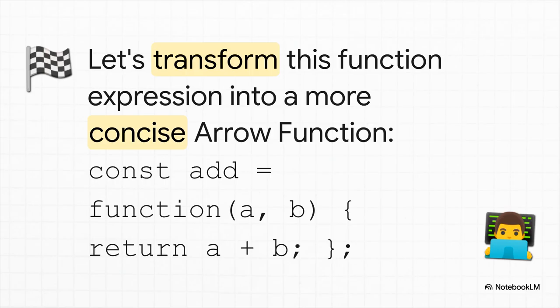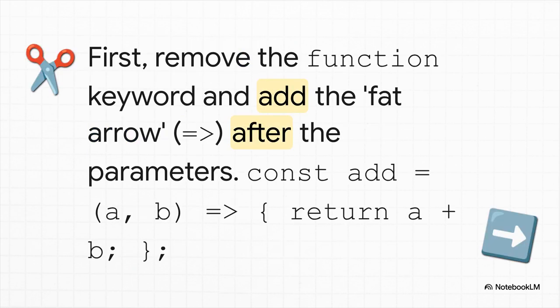So here's our starting point, a simple function expression that just adds 2 numbers. Okay, step 1 is super easy. We're just going to get rid of the function keyword completely. Then, right after the parameters, we add what everyone calls a fat arrow. It's just an equal sign followed by a greater than sign. That's pretty much the main change right there.